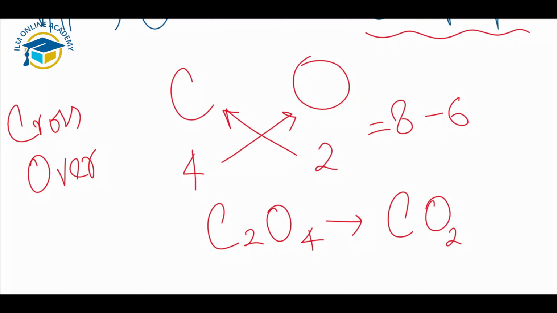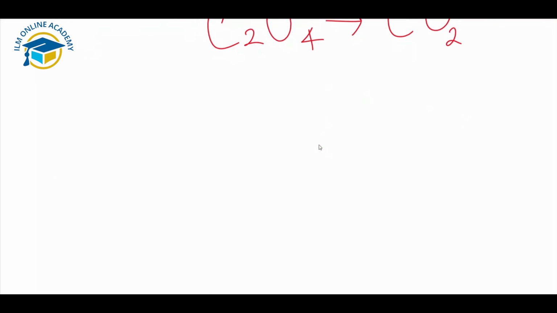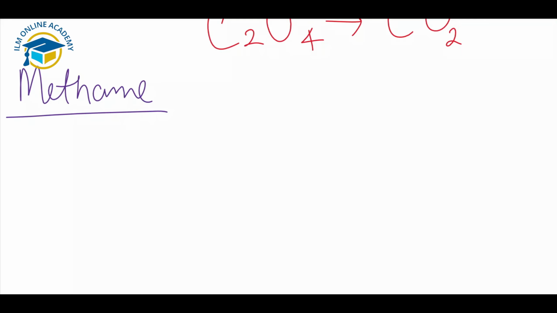Now we'll do another example, where we can find the formula of covalent compounds by the crossover method. We have the compound known as methane. Methane is a covalent compound. Now we'll find out the formula of this covalent compound by the crossover method.